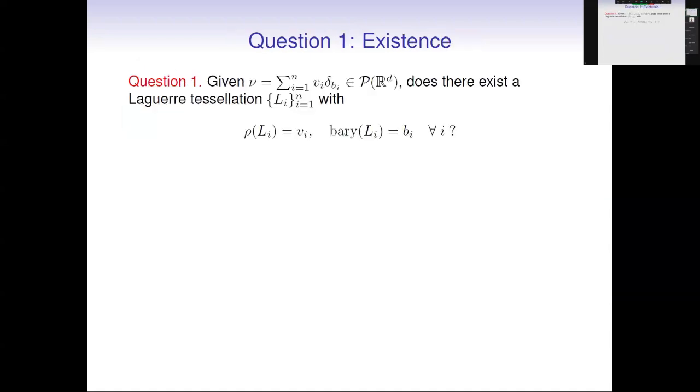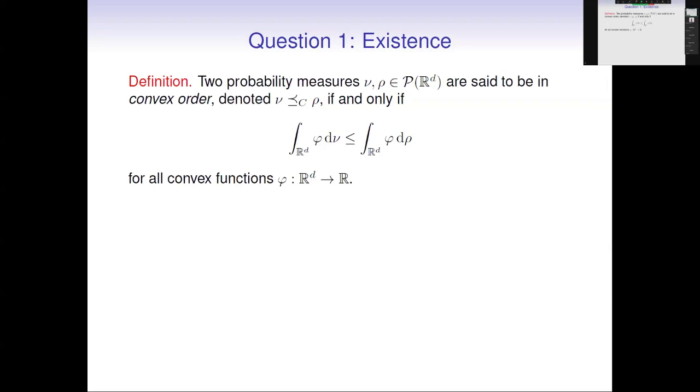So the question we were stuck on was question 1: if you're given your target volumes and barycentres, does there exist a Laguerre tessellation where the cells have these volumes and barycentres? We had no idea how to do this until these collaborators in Paris helped us.